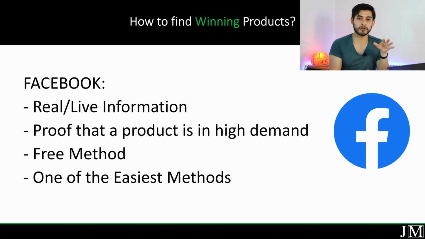Now, in order to find winning products, we are going to use Facebook. And a lot of people will tell you that you can choose other websites that will tell you which are the products that are trending right now. But here, I want to use Facebook because Facebook will always give you real information and live information about the products that work. And the thing that I don't like about those other websites that show you winning products, quote unquote, is that they usually put products that are a little bit old, or they put products that are not really proven to work. So in my opinion, using Facebook is the best option because this will give you real information. This will give you real proof that a product really is in high demand, that the product is trending, and also this is a free method. So you can start to use this method right now and you don't have to pay anything. So this is one of the best methods that you can use.